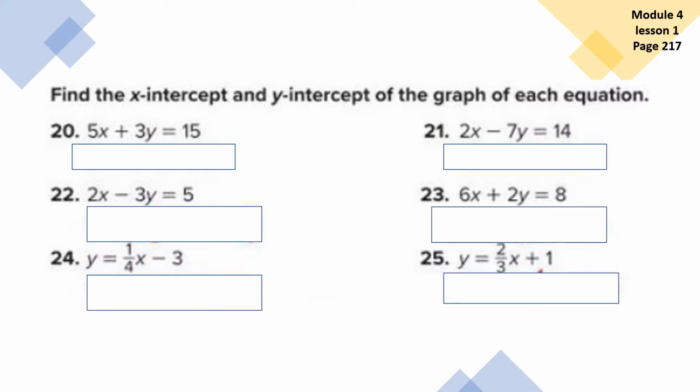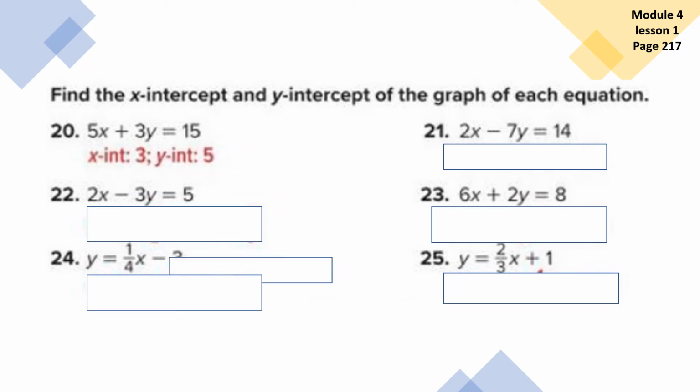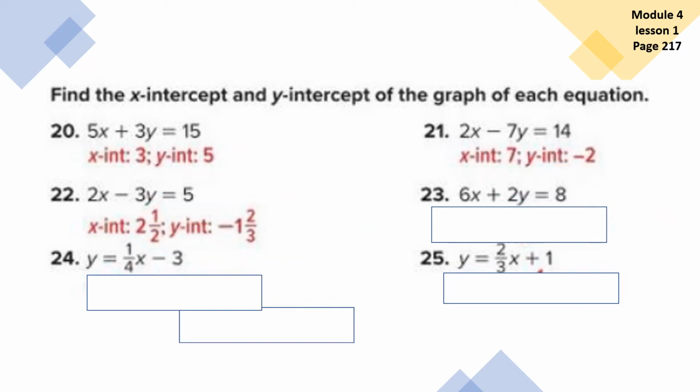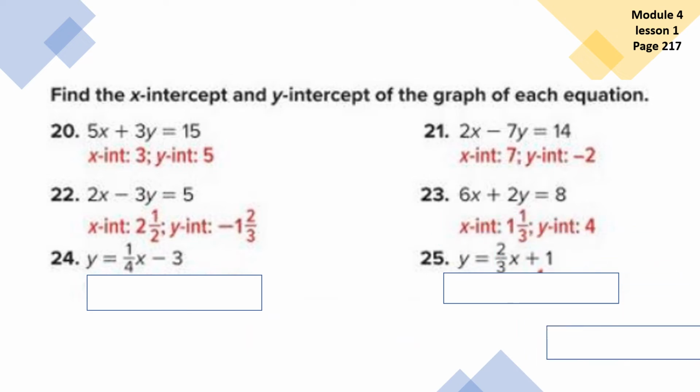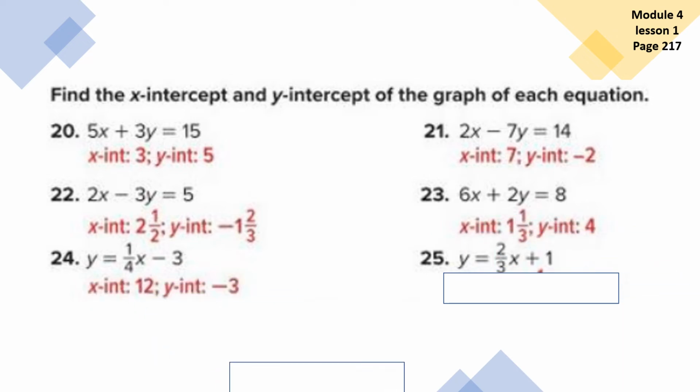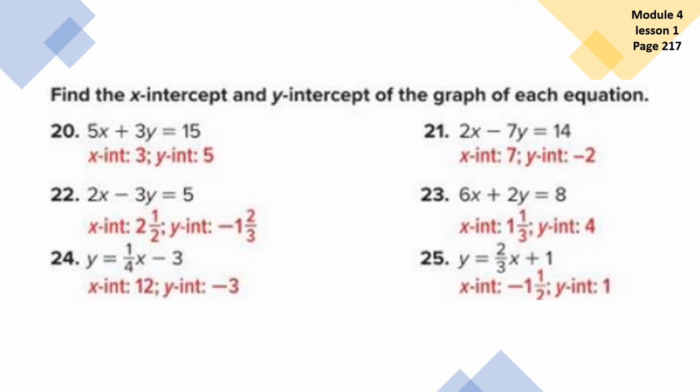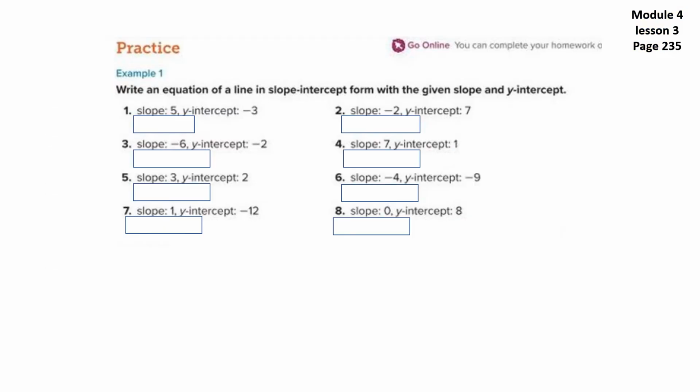In module 4, you have to find the x-intercept and the y-intercept of the graph of each of the functions. We have done these questions in the part 1 video, so the answers would be as follows. Remember, for x-intercept, you put y equal to 0. For y-intercept, you put x equal to 0. So following answers from page 217, module 4, lesson 1 you will get.